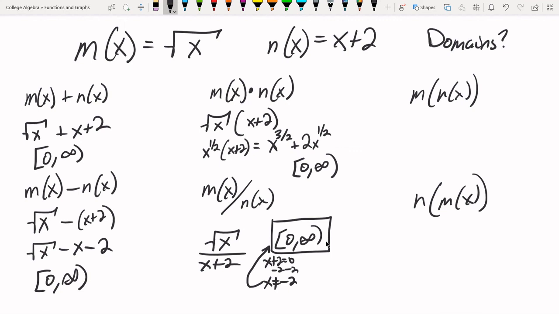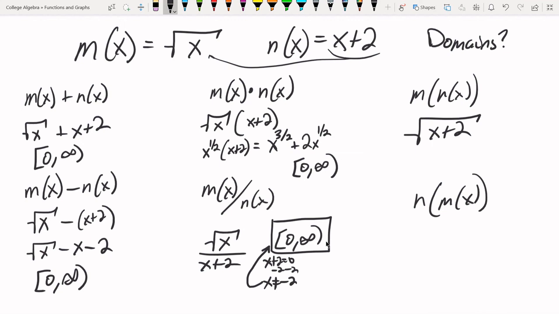Now, the next two are composition of functions. M of n of x, that means we just plug this one into the other function. So we have the square root of n of x, and that's it. This is a shifted square root function. It's shifted 2 units to the left because the plus 2 is on the inside. That means it's going to be left or right, and this is positive, so it shifts in the negative direction because it works backwards on the inside. You can always just graph this and you'll see it's 2 units shifted to the left.